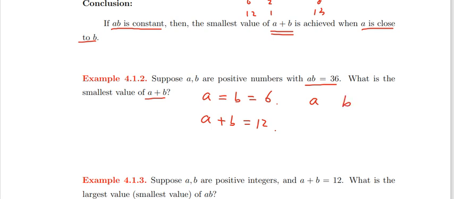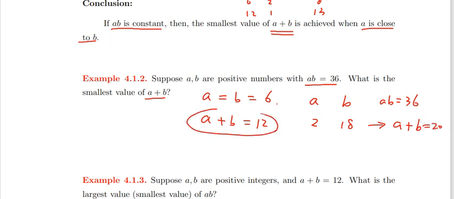Let's check other ones. a times b equals 36, so we have many possible a and b. Let's say if a is 2, b can be 18. In this case, a plus b equals 20, which is more than 12. So the smallest one should be when a and b are close or equal.